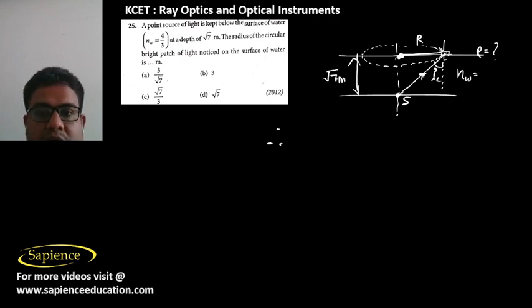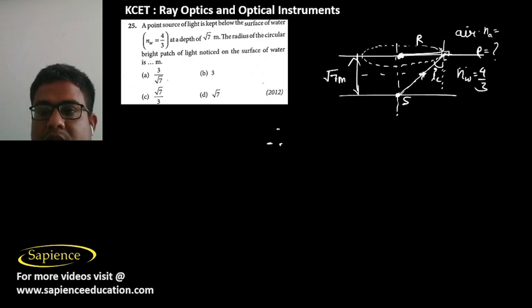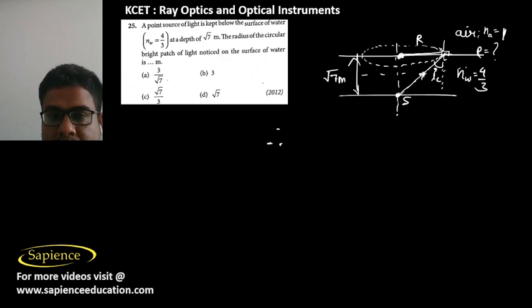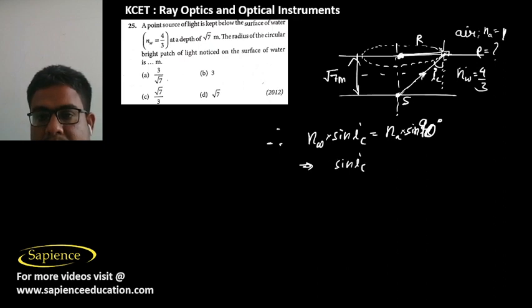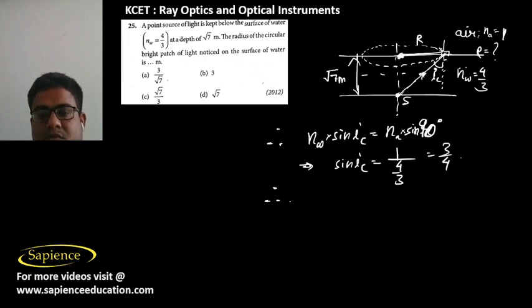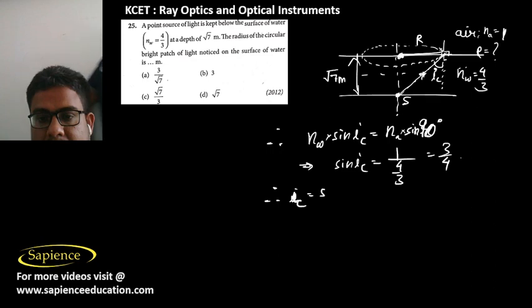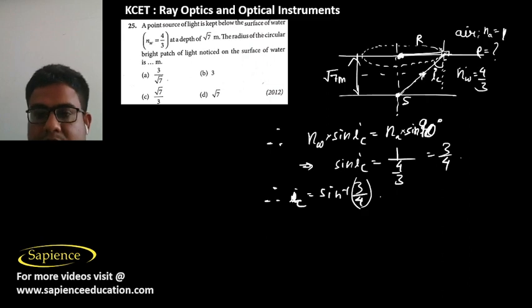refractive index of the water is 4/3, and refractive index of the air is 1. So therefore I can say that refractive index of water into sine IC is equal to refractive index of the air into sine R, sine 90 actually. So sine IC is equal to 1 by n W, that is 1 by 4/3, that is 3/4. Therefore the critical angle IC is equal to sine inverse of 3/4.